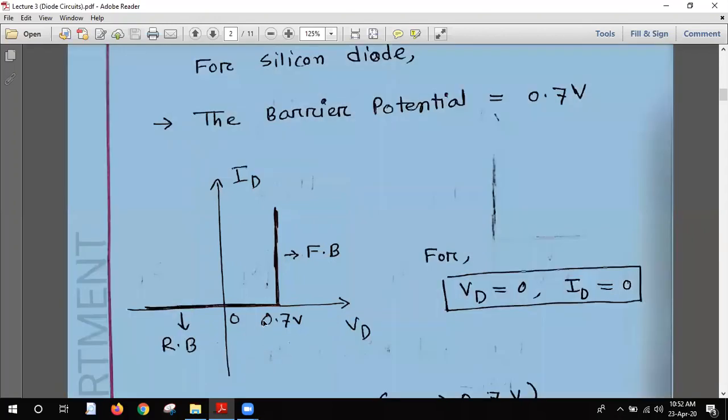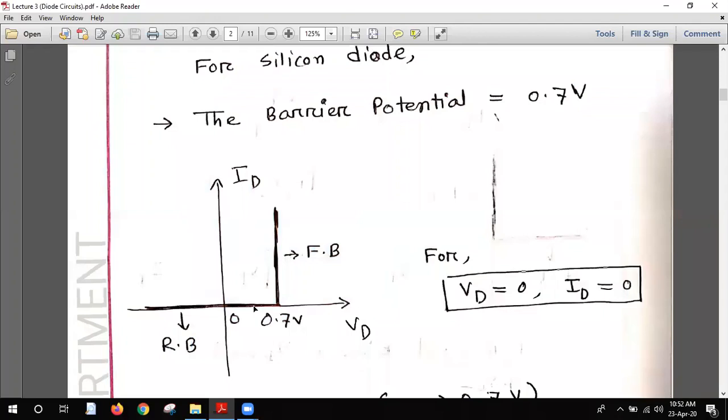But suppose the voltage is 0.3 volt, it will not open, it will not flow the current, it will remain as an open circuit. Similarly, for reverse voltage, it will not flow the current. So when VD equals 0, there will be no current. Always remember, when the voltage across the diode is 0, there is no current flowing in the diode.